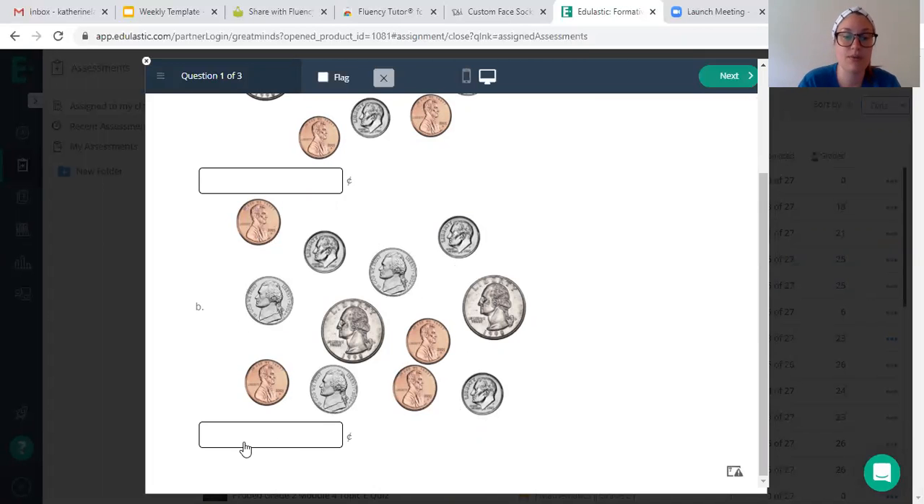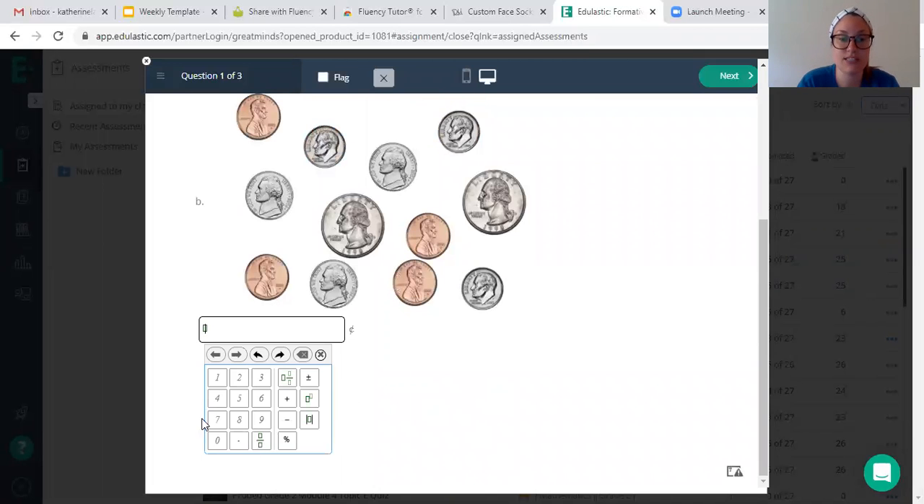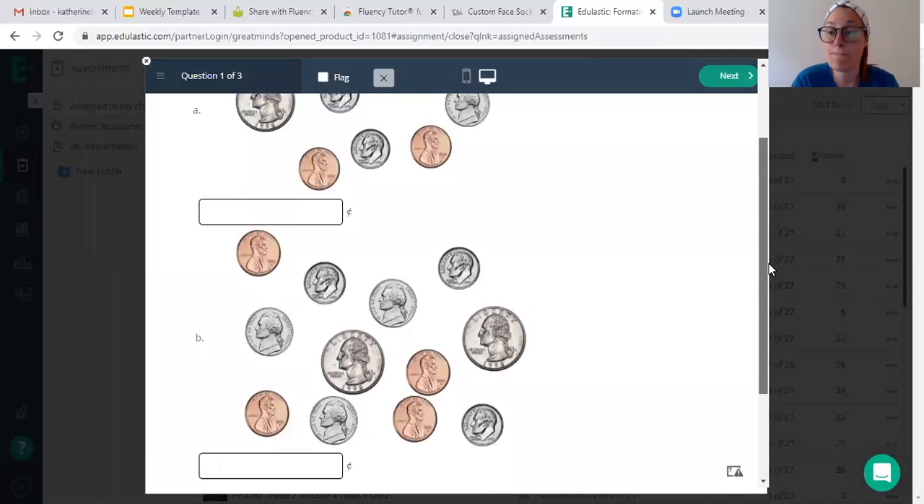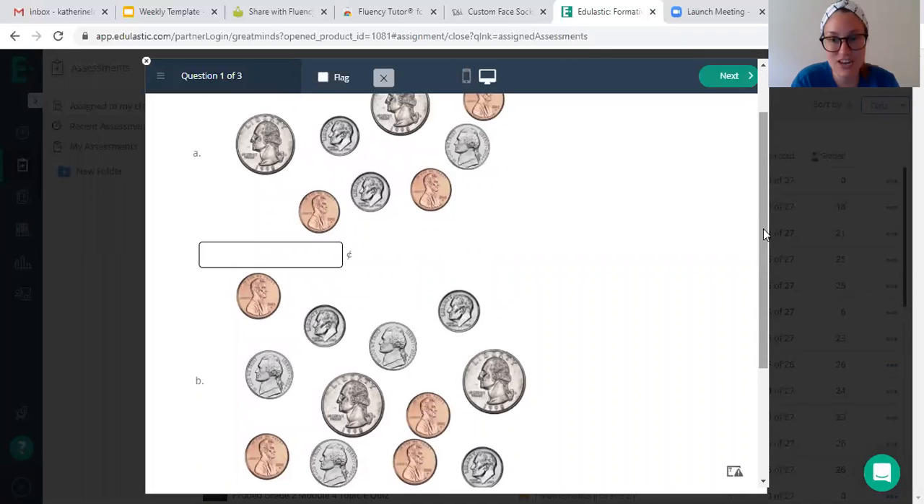Okay, and then I'm going to click on the box, and I'm going to type in what I think I have. So maybe this time I think I have 42. I don't know, I'm just making up numbers here. I'm going to type in my 4 and my 2, and then the cents is already there. Now, don't think that's right because I didn't count it, but I just wanted to give you an example. Once you have answers in both boxes, then you can click next.